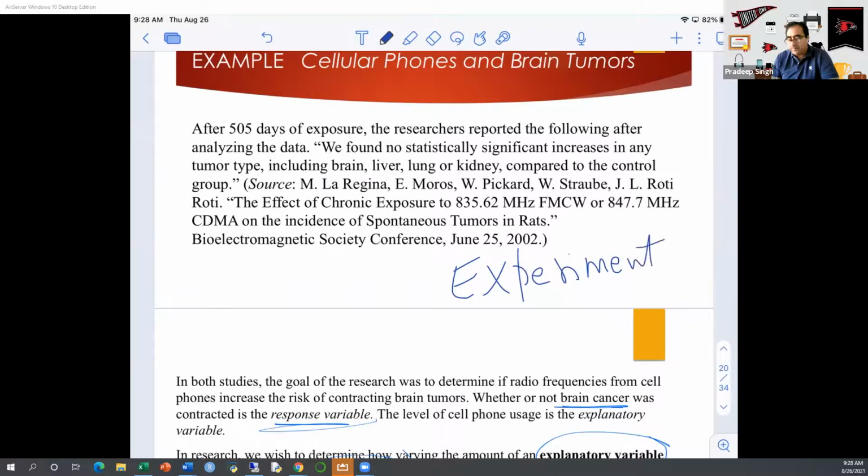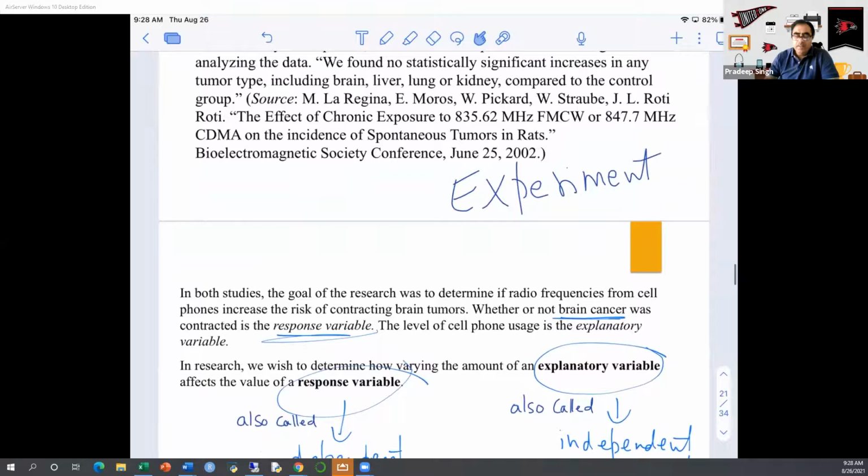You can still compare groups, right? But like in the cell phone use case, you are still comparing groups, but you are not influencing the groups, because they were all self-selected: people are using cell phones, people are not using cell phones. So you had an observational study. But with the rats, you are making sure that group 1 gets this particular frequency, group 2 gets a particular frequency, and group 3 gets a particular frequency. So that's why it's an experiment.